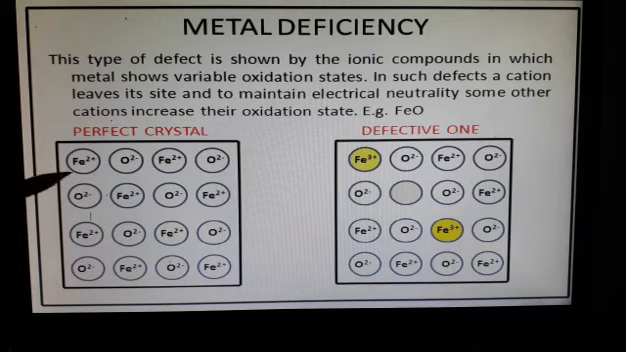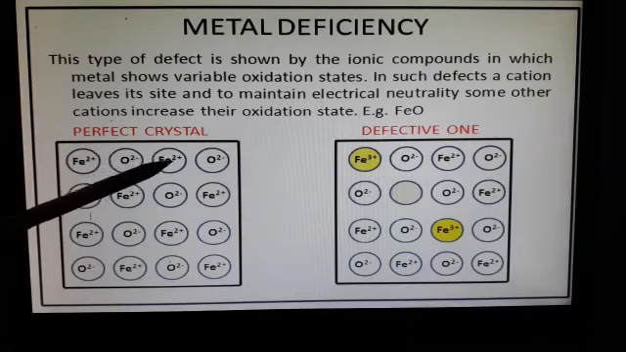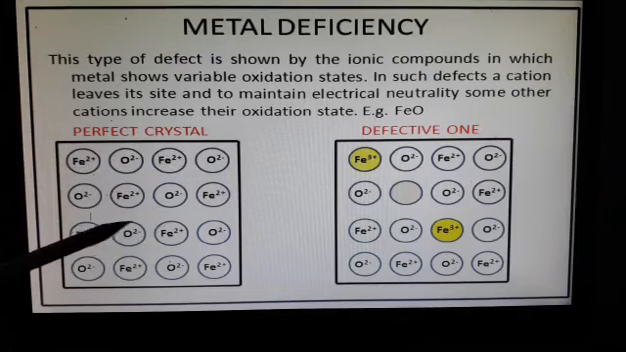Let's see. This is a perfect crystal. Fe2+ O2-, overall 0. Fe2+ O2-, overall 0. So the total number of Fe is 8, the total number of O is 8. Electrically neutral. This is a perfect crystal.